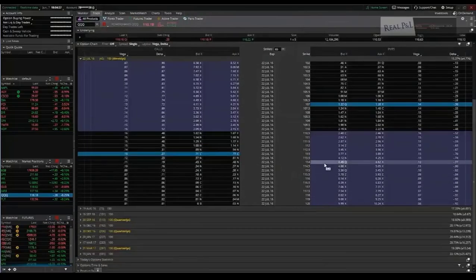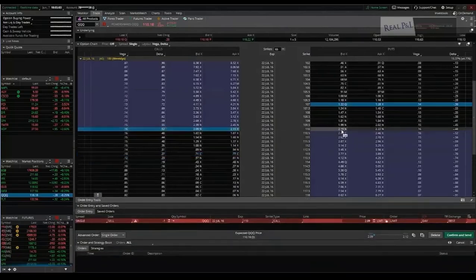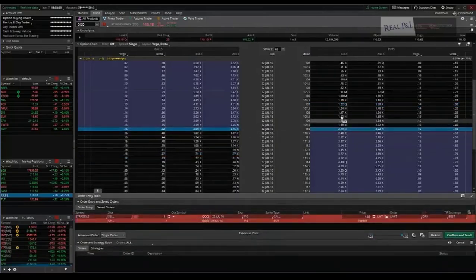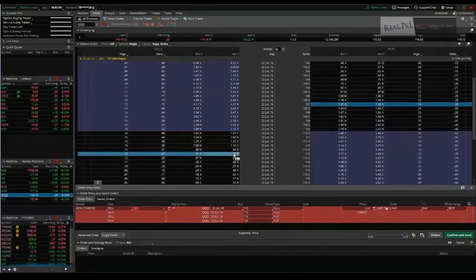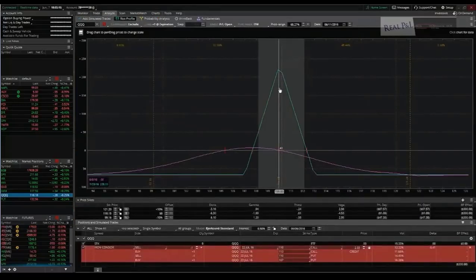Now, okay, so what is an iron fly? Well, that would be selling the straddle, the at the money call and put, and then purchasing an out of the money put and purchasing an out of the money call to define that risk. See what that looks like. So you're basically pinning a strike here. You've got your break evens. Very similar to a straddle, except your risk is defined.